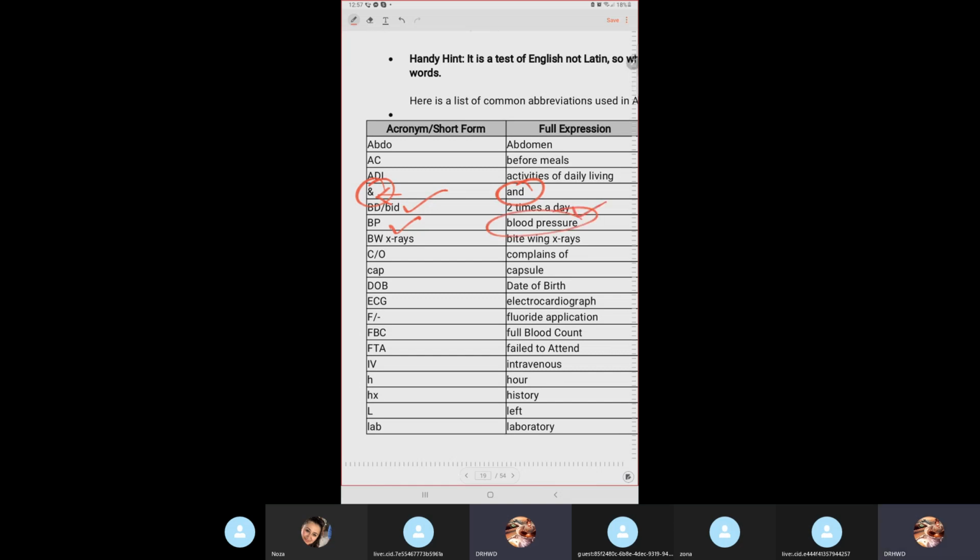C/O, complains of, you would open it up. Capsule cannot be written like that. You cannot say SYP, you would be saying the whole word syrup. You would not be saying TAB, you'd be saying tablet. Clear, guys? You guys following? Go through this list. Really important.